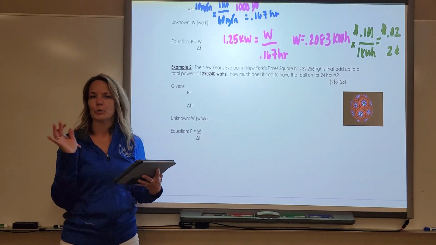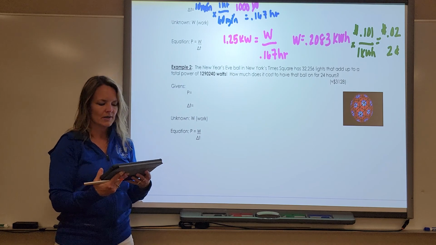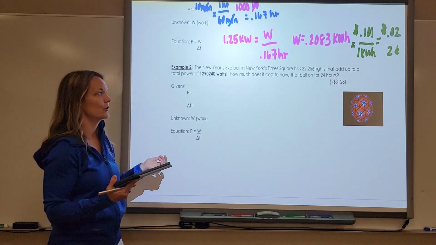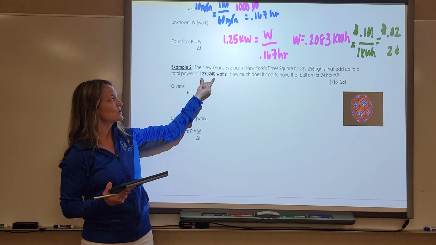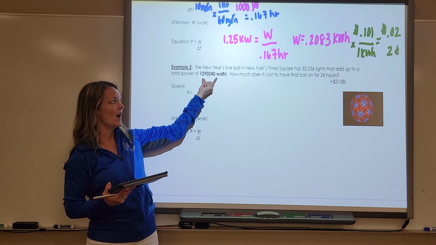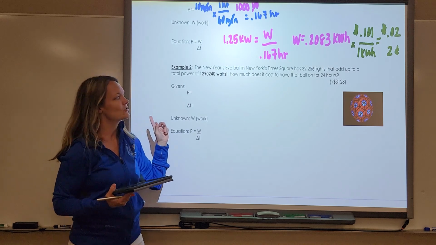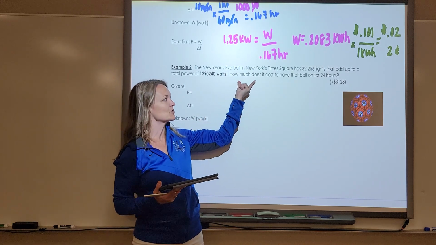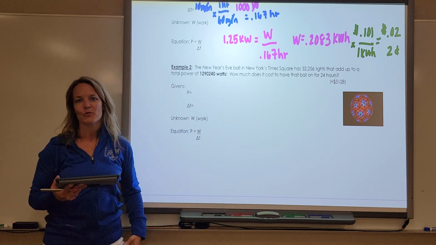What about something a little bit bigger? Okay, the New Year's Eve ball in Times Square has over 30,000 lights that add up to a total power of this many watts. How much does it cost? So for New Year's Eve, they keep it running for the 24 hours. How much does it cost to have that ball on for 24 hours?